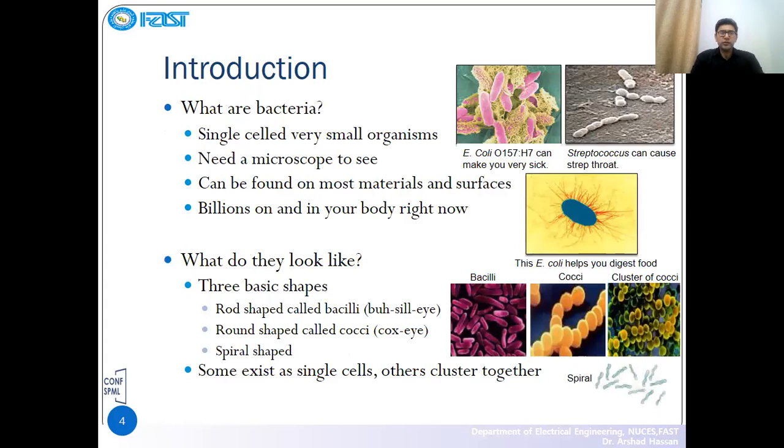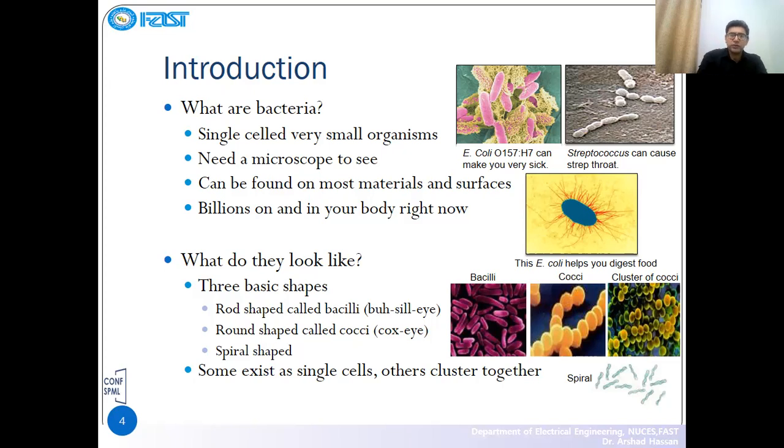So here is the introduction. All of you are familiar with bacteria. Bacteria are single-cell, very small organisms you can't see with the naked eye, so you need a microscope to see them. These bacteria can be found on most materials and surfaces. Billions are in your body right now. On the right side, you can see E. coli strain O157:H7, which can make you very sick, and some strains of E. coli can help you to digest food.